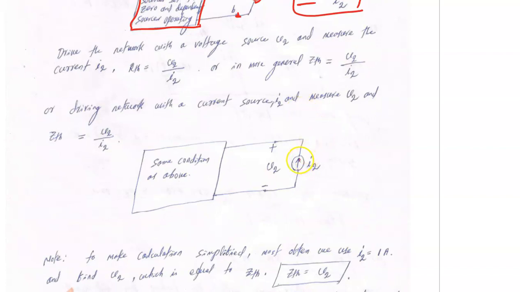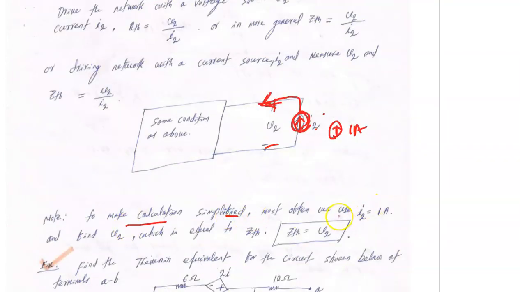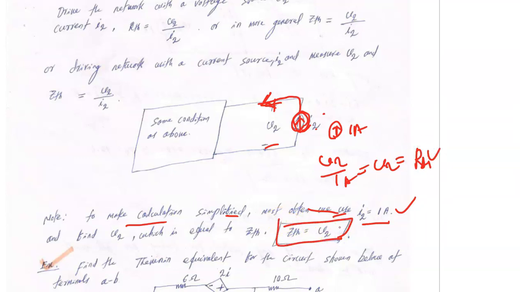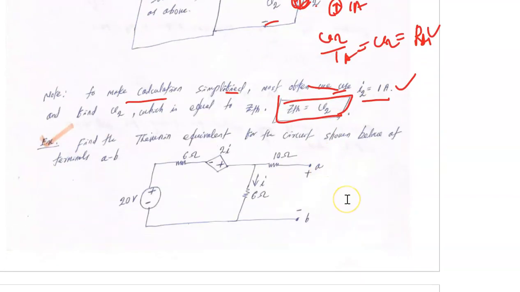Or you can connect a current source, measure the voltage across this current source. To make calculation simplified, most often we use I2 equal to 1 ampere. So V2 upon 1 ampere, that is V2, is numerically equal to RTH or ZTH. So let us start with an example. Find the Thevenin equivalents for the circuit shown below at terminal A and B.